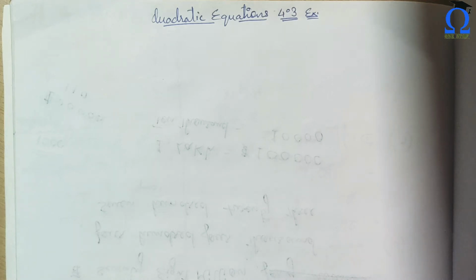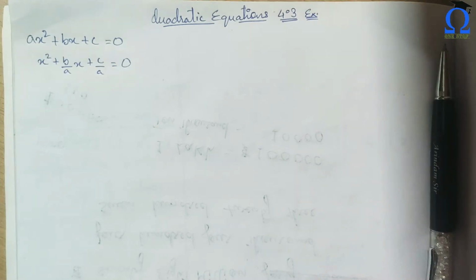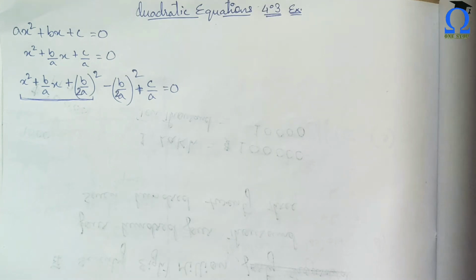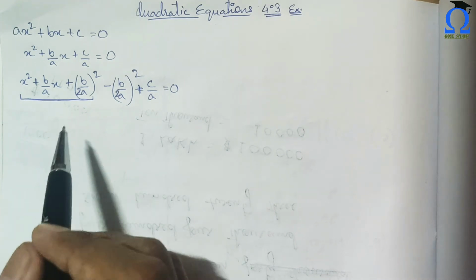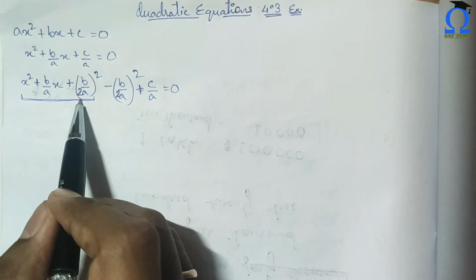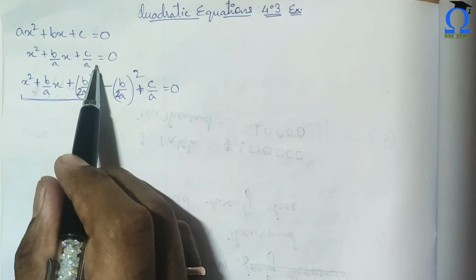Okay, so we know that a quadratic equation can be written in this form. Now what I have done here is divide the whole equation by a. So this is the equation I have got by dividing with a. Now see here what I have done. I will be adding (b/2a) whole square and subtracting the same from this equation.